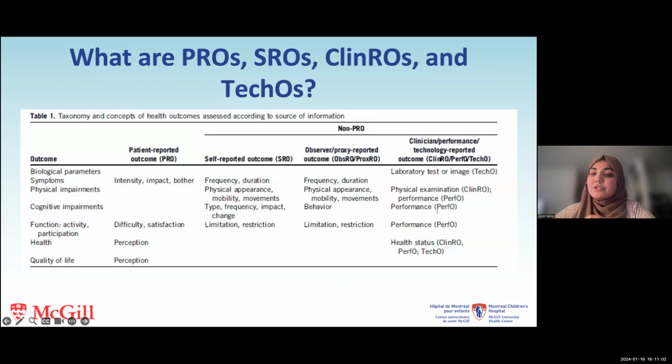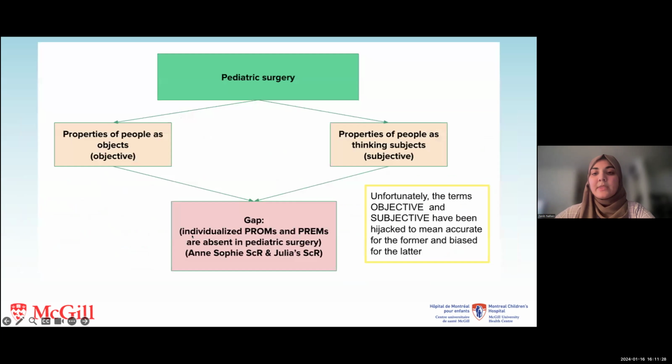Observer-reported outcomes note behaviors without attributing them to specific health conditions, and clinician-reported outcomes involve clinicians observing and rating physical signs. Performance tests assess physical and cognitive abilities, and technologically assessed outcomes, TECOs, use emerging technologies like wearable devices for capturing physical activity and movement-related parameters in symptom assessment.